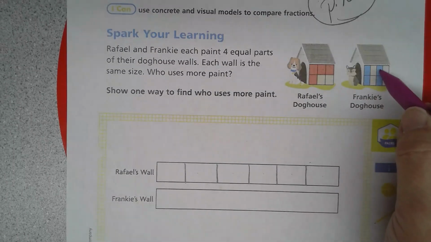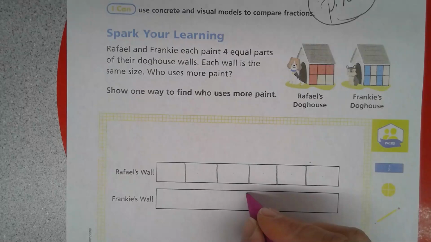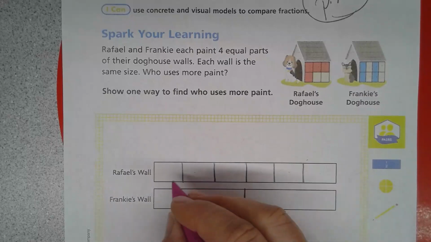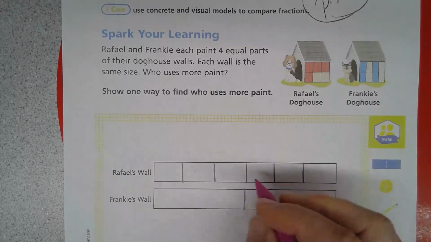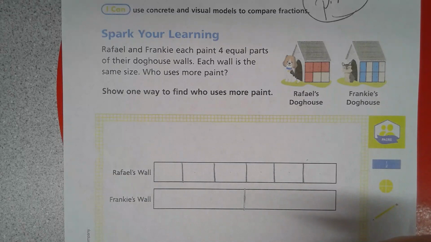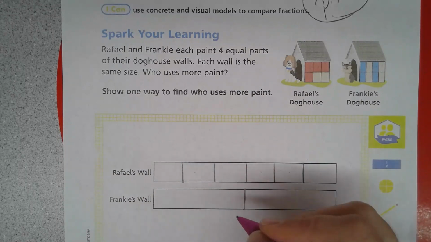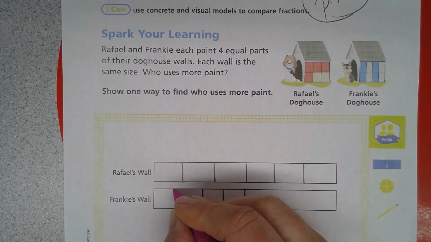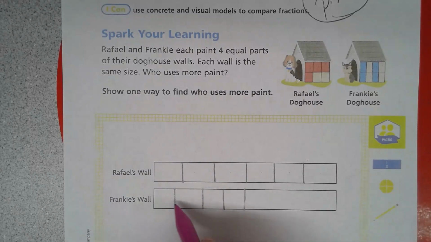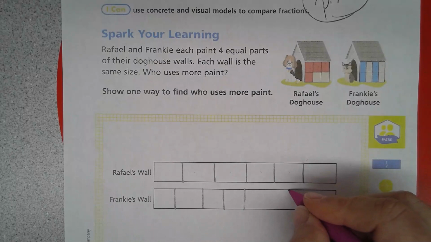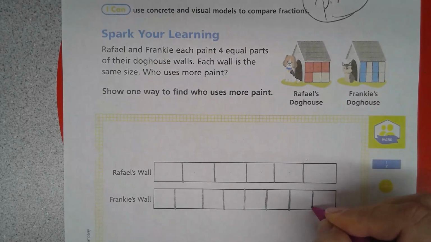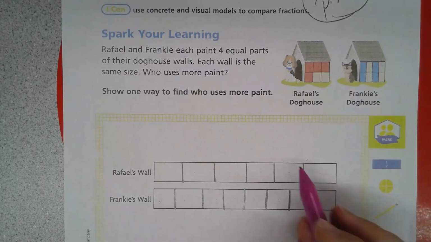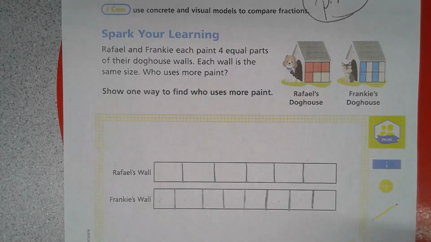Now Frankie, on the other hand, his is a little different. He has 1, 2, 3, 4, 5, 6, 7, 8. So we're going to chop it in half, but instead of making 3 on each side, we're going to make 4 on each side. If we split this in half, that's 2, and then split those in half, that would be 4. So we should have a total of 8. 1, 2, 3, 4, 5, 6, 7, 8. There we go. So half, half, and half.